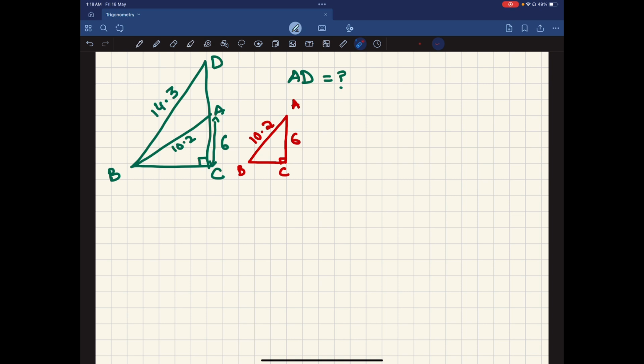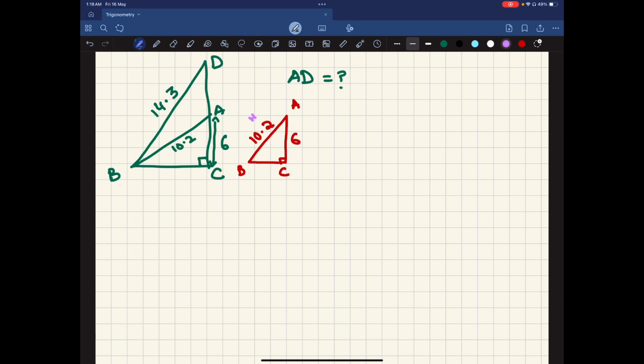Why do we need to find BC? Because we need to find AD, right? And the only way to find AD is to utilize the triangle BCD. BCD is a right angle triangle, right? And we know what BD is, and we need to find AD. We know what AC is. So if we find BC, then if we just look at triangle BDC, we have 14.3 and we have BC, we will be able to find DC.